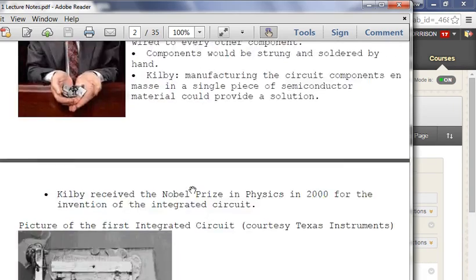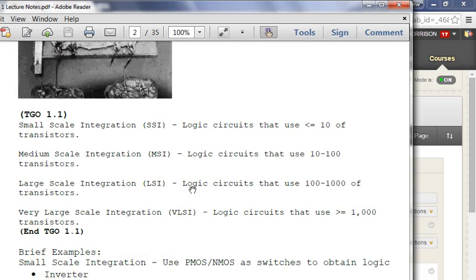Let me scroll down a little bit. So, first TGOs 1.1. I want to define and differentiate between small scale integration, medium scale integration, large scale integration, and very large scale integration, right? You'll handwrite this out, and you notice in Blackboard.